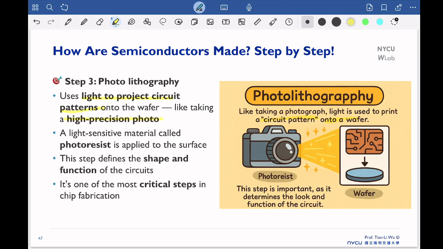And then this is a very critical step, so that's why we need to have EUV, because we want to make an extremely small circuit, so we need very precise and very small line width in this kind of photolithography process.